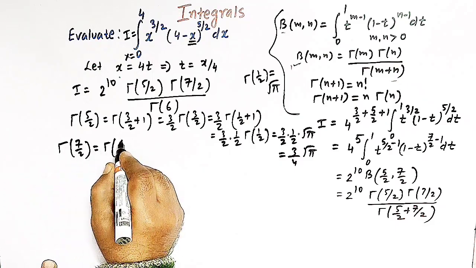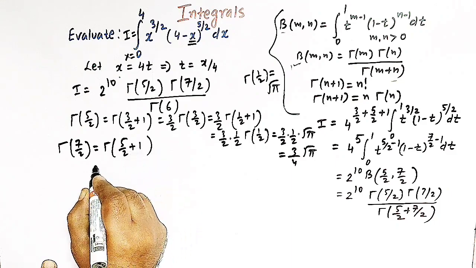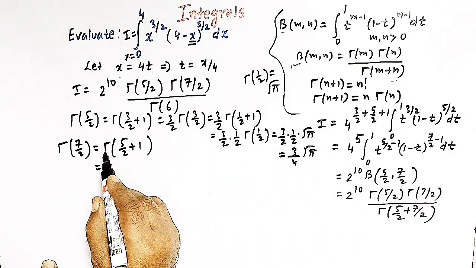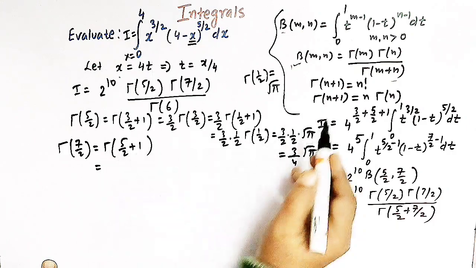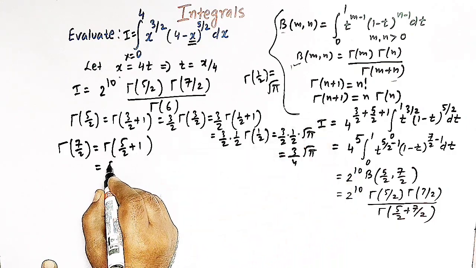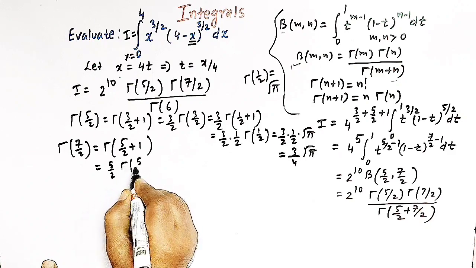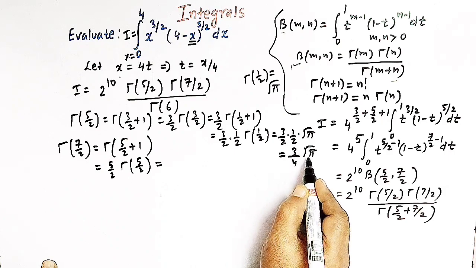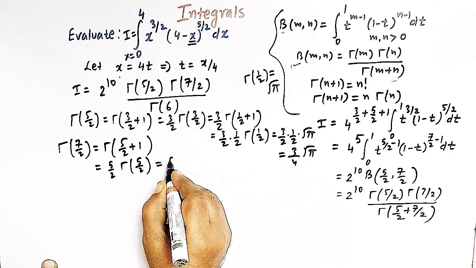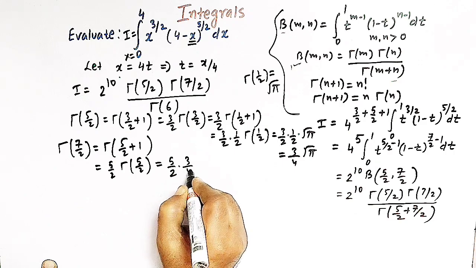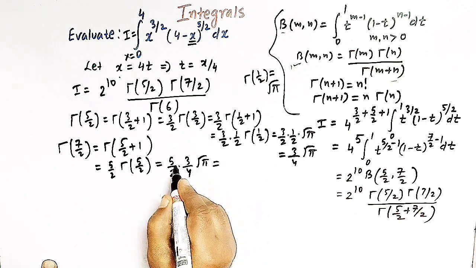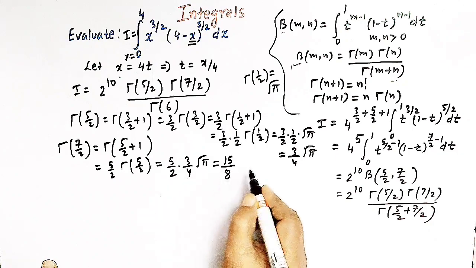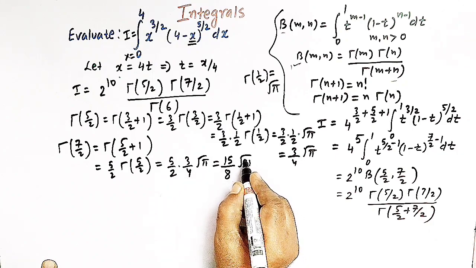And similar is the case with gamma 7 over 2. This can be written as gamma of 5 by 2 plus 1. So again applying this result, n is 5 by 2, so we can write 5 by 2 gamma 5 over 2, and gamma 5 over 2 is given by 3 by 4 times square root of pi. So here we have 5 by 2 times 3 by 4 root pi. So this is 5 times 3 is 15 over 8, and here we have root pi.